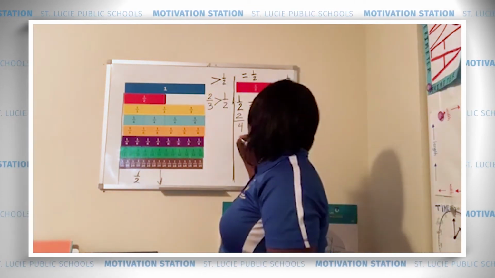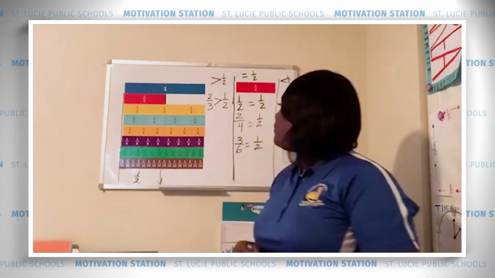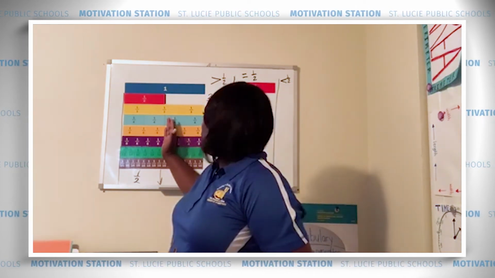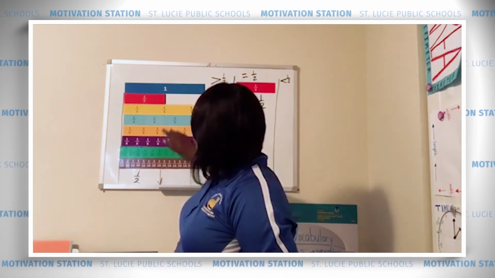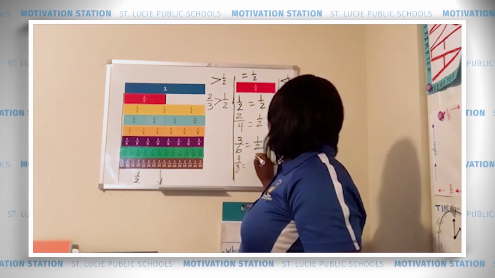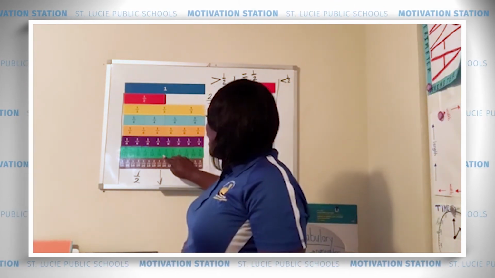3 of the 6 are equivalent to half. What about the 8ths? Do we have an even amount of 8ths that's equal to half? 1/8, 2/8, 3/8, 4/8. Driving down my imaginary lane. 4 of the 8ths are equivalent to half.